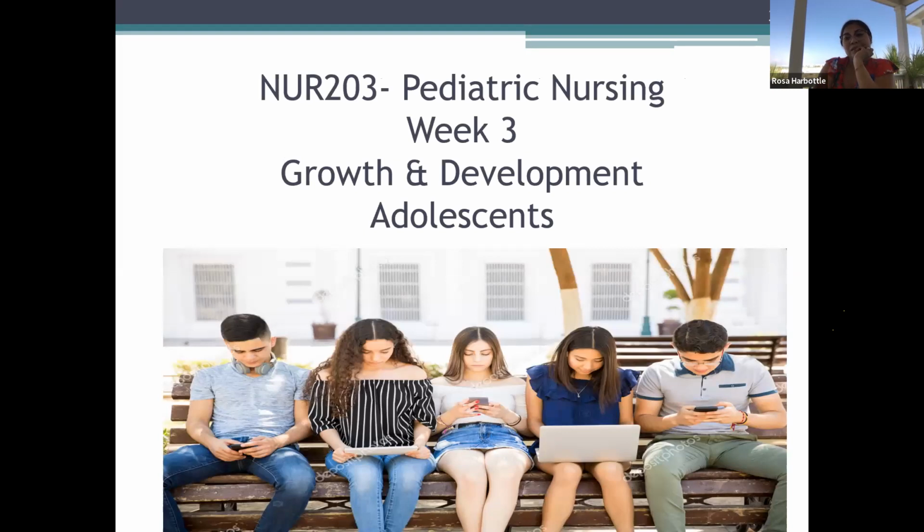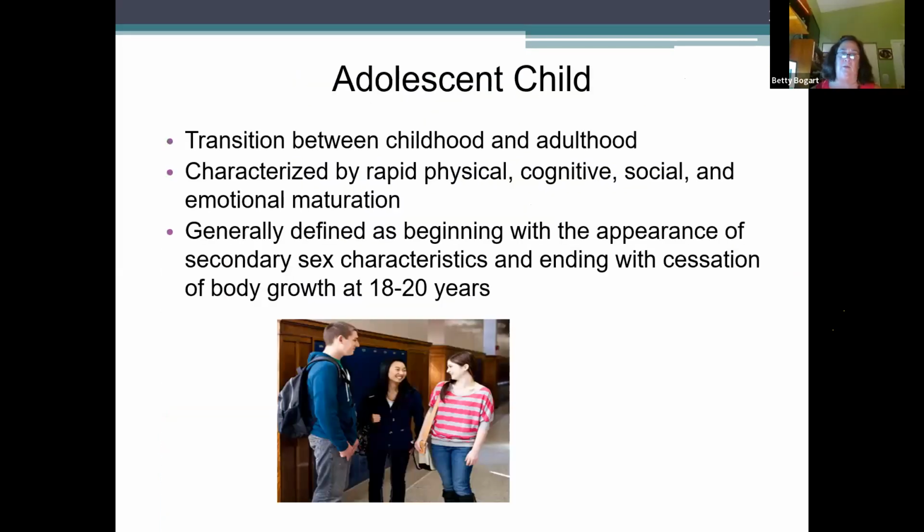So, adolescence. Hold on to the roller coasters. This is what I call adolescence. This is that rapid transition between childhood and adulthood. They are growing physically, cognitively, socially, and emotionally. They start as a kid, and in the end, they're more of an adult.